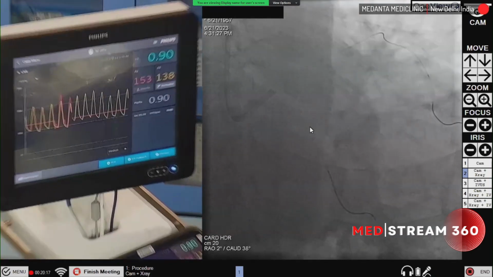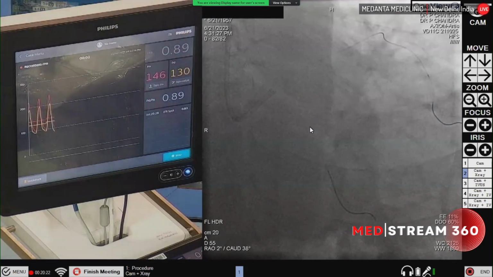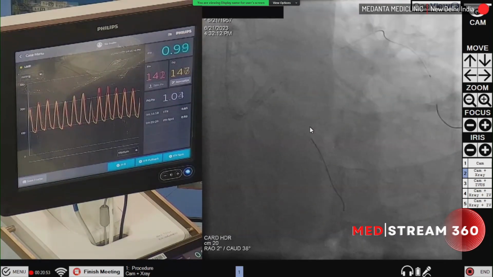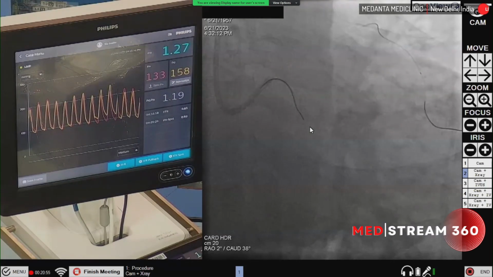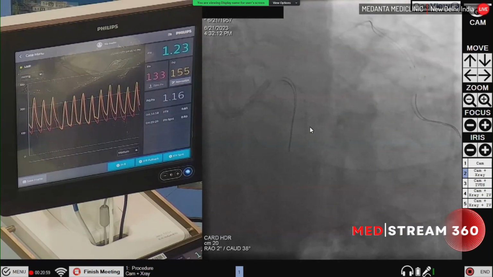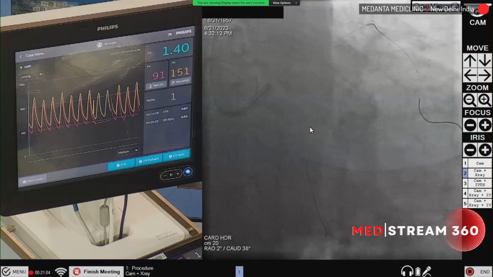Okay, so how much is the FFR? Let's have a look. The FFR is still 0.88, 0.87, and the FFR is also clearly negative. If you look at the screen, it is clearly negative. Okay. So I'm pulling the wire back from the OM, and I will use the same wire to see if the circumflex is significant or not.